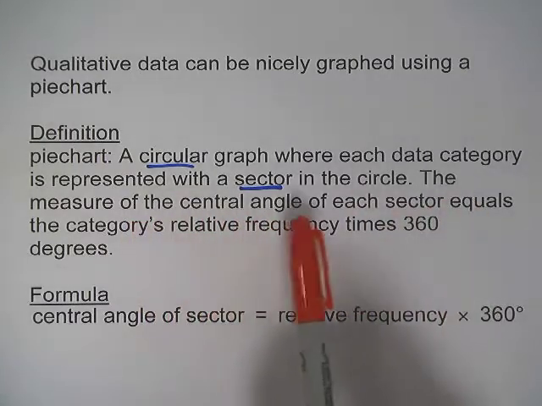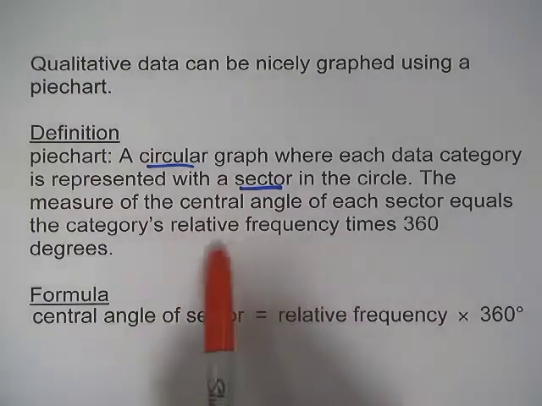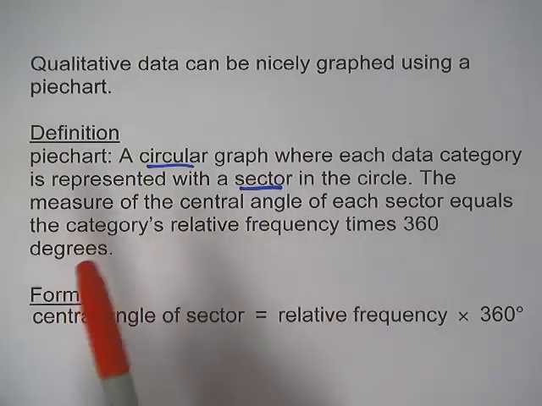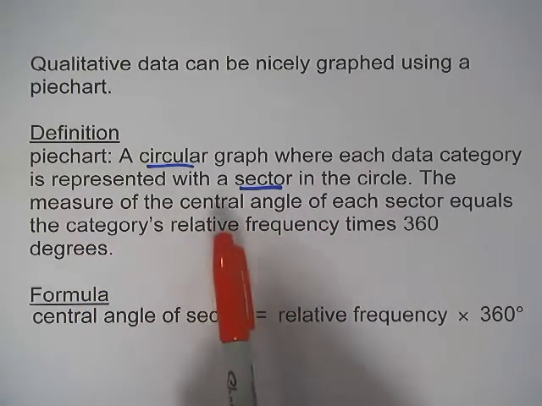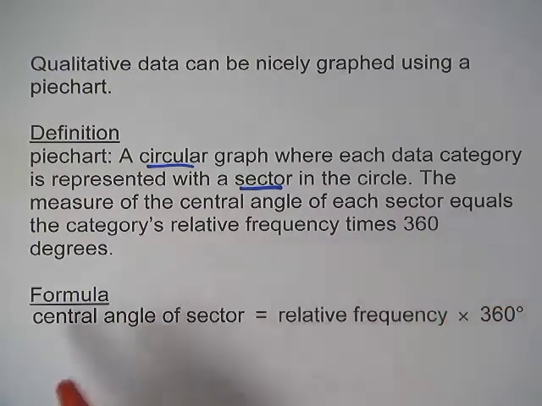The measure of the central angle of each sector equals the category's relative frequency times 360 degrees. Remember, a relative frequency is what proportion of that category it is out of the total, so it gives you a percentage or a proportion. If you multiply that by 360, that'll get you the correct angle to make your sector. To put that definition into a formula, the central angle of a sector equals the relative frequency times 360.